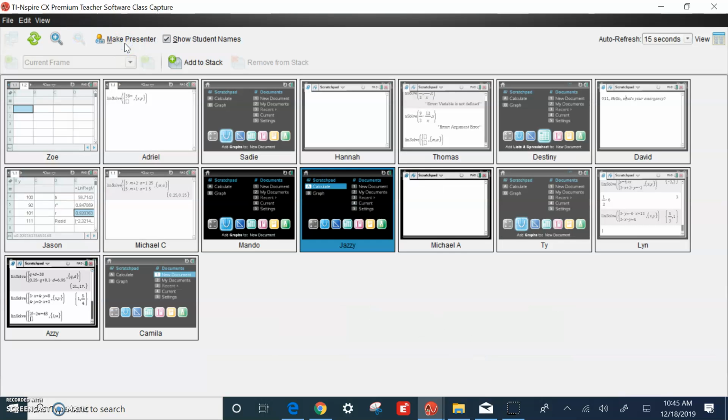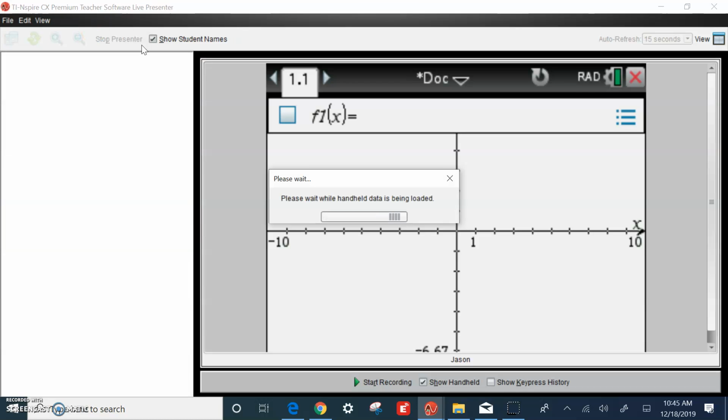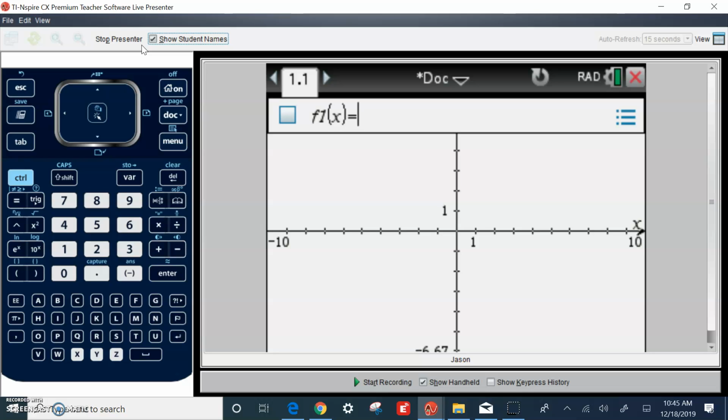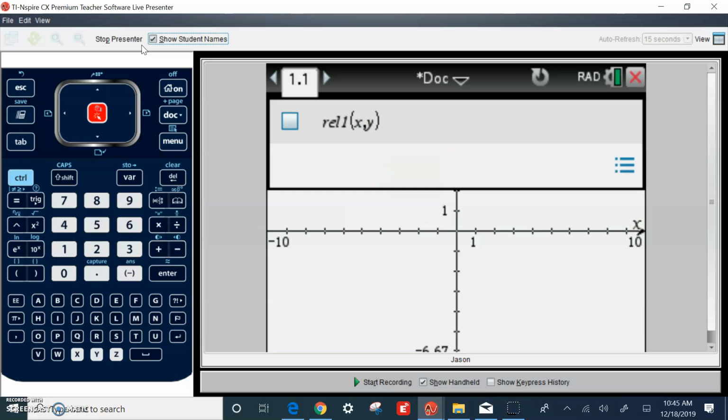Does anybody already have it? Okay, well, no, I already picked Sadie. So Jason, you're my presenter. Number 3. Number 4. So you got to delete the equal sign. Do you already know the answer? Relation, very good.